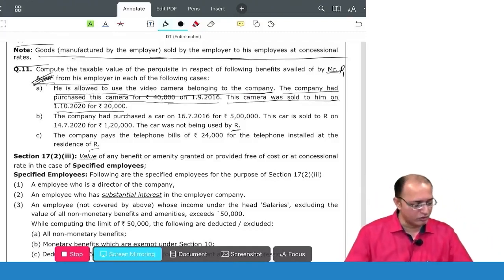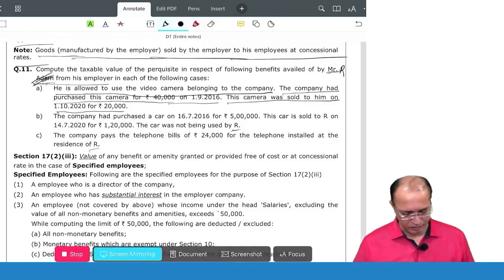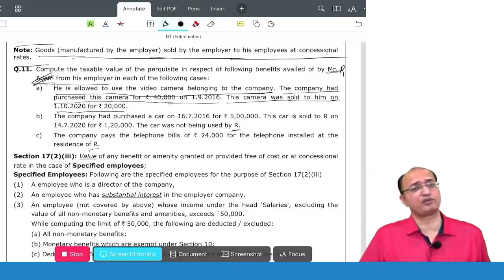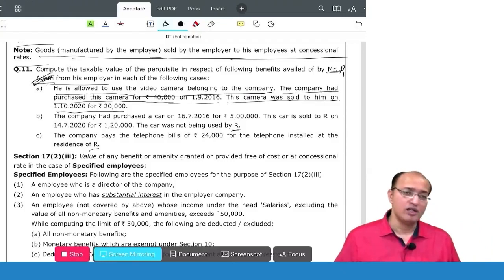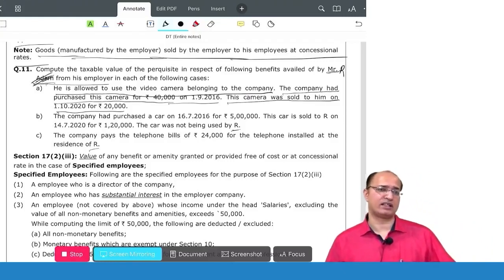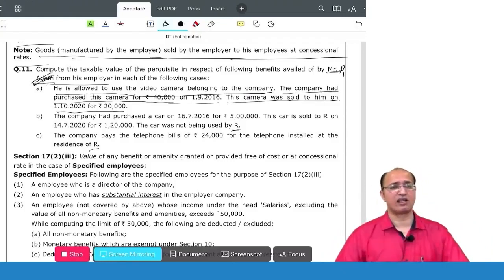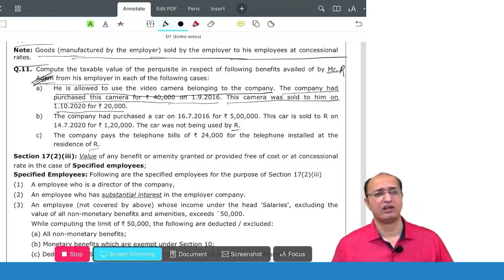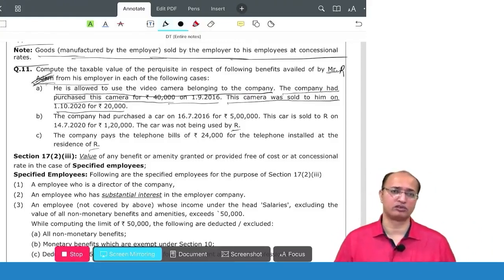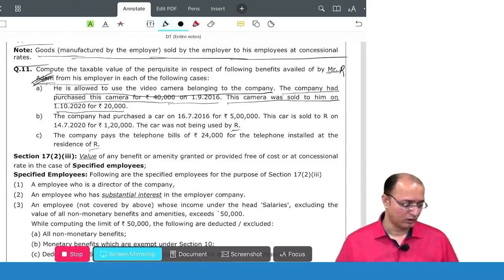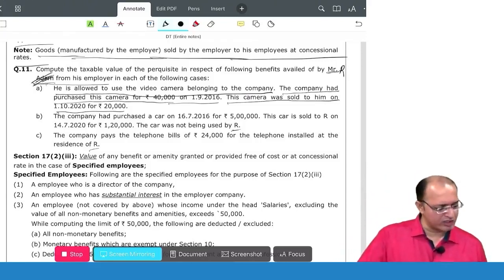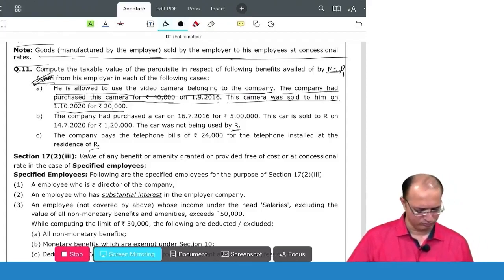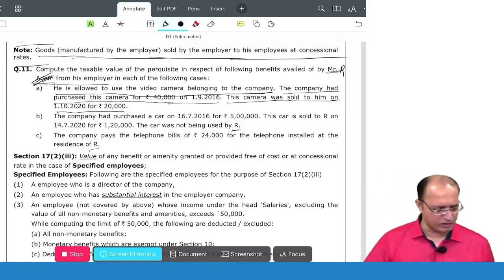Now my question to you is, which perquisite is this? Is it use of movable asset? Is it transfer of movable asset? Or is it a combination of both? Yes, point number A is which perquisite? So definitely it is a combination of both.